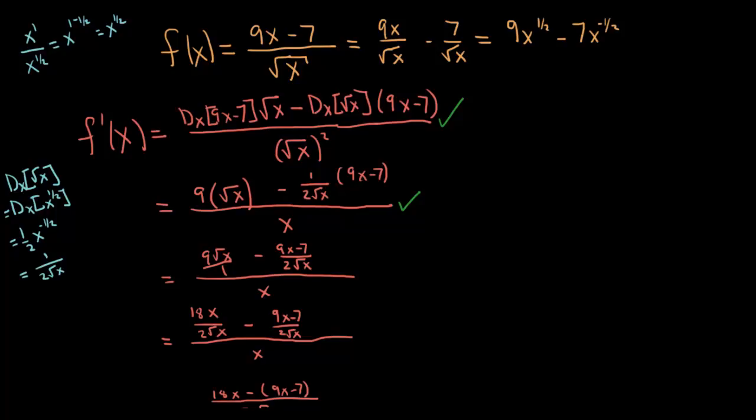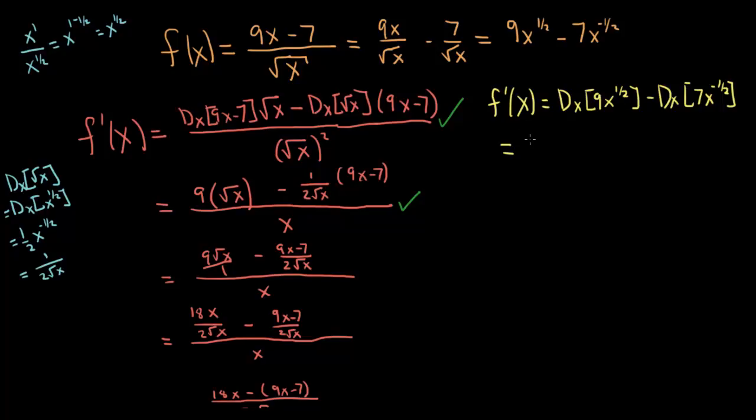Let's pick a new color. Oh, yellow will work just fine. We could say that f prime of x is equal to the derivative of 9x to the 1/2 minus the derivative of 7x to the negative 1/2. Now, let's use the power rule, in this case twice. We can say that the derivative here is, so let's just take the x to the 1/2. That would be 1/2 times x to the negative 1/2.